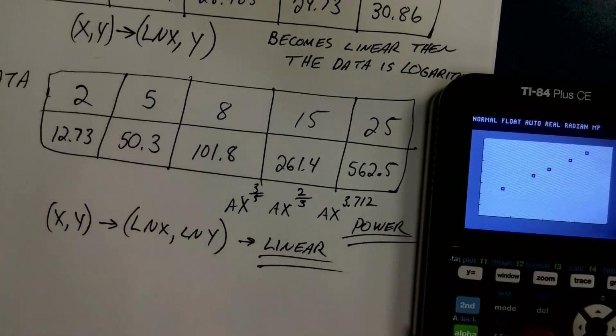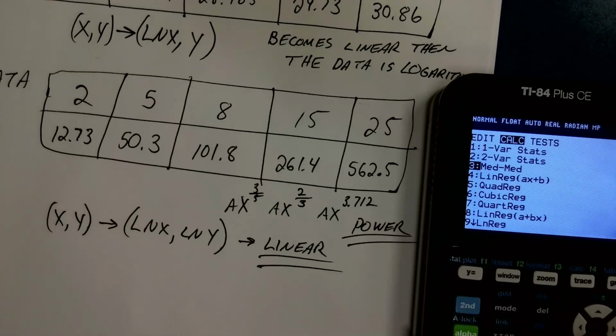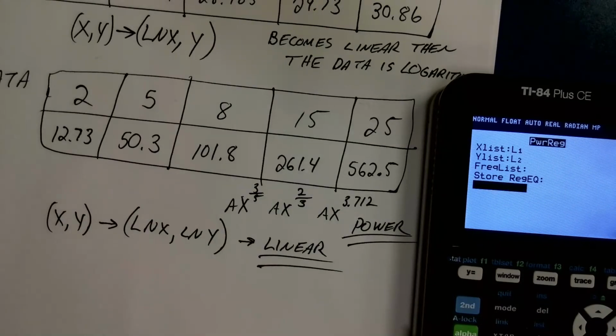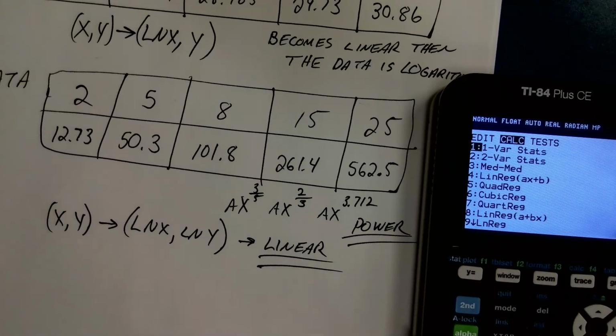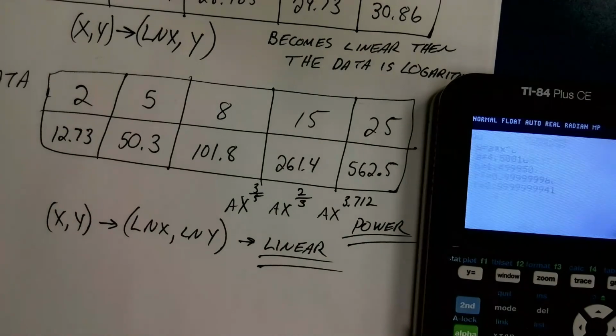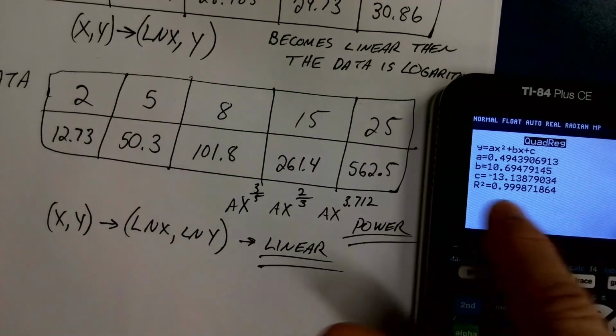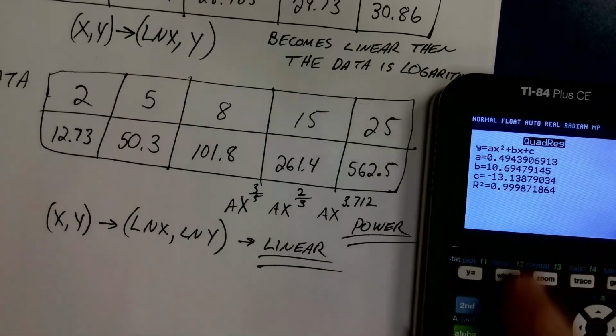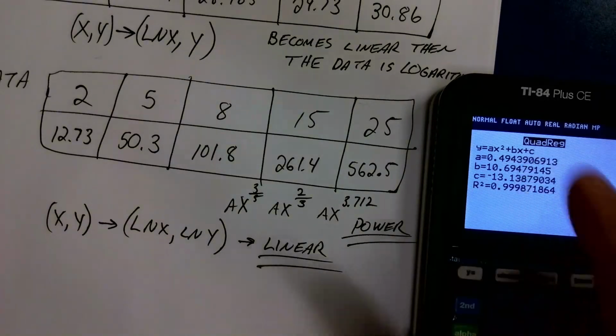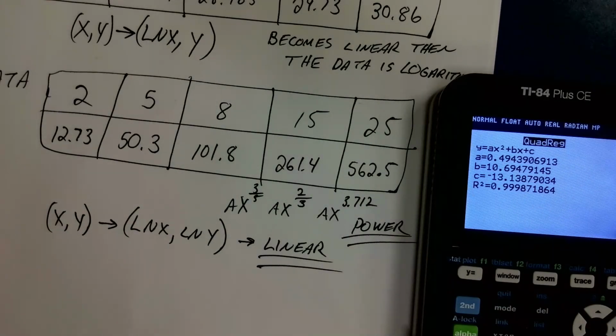So it did work. I'm going to show you here. Stat, calc. Let's try power regression. Poof. 0.999999941. Isn't that awesome? Stat, calc. Let's try quadratic regression. Not quite as good. And it should be pretty similar, right? Because powers and quadratics are similar.